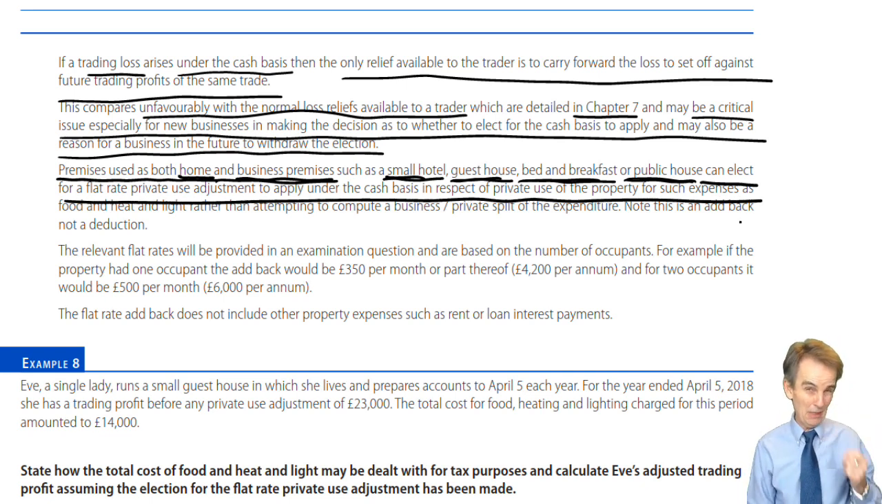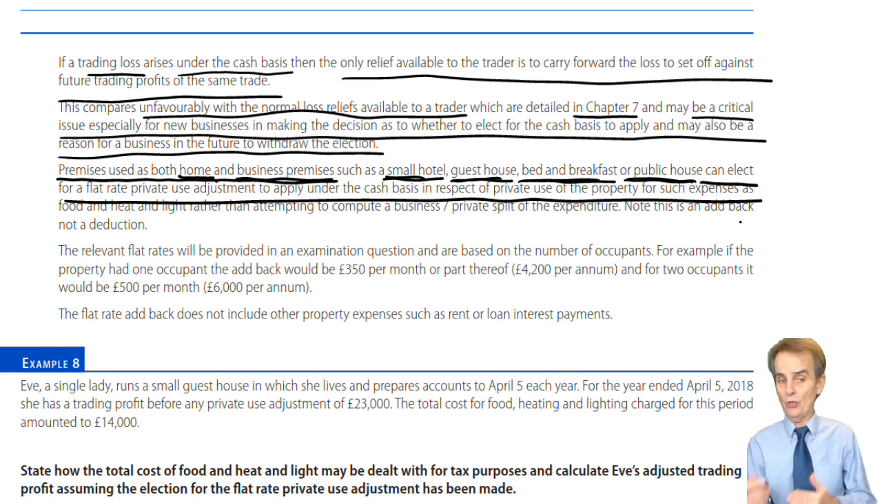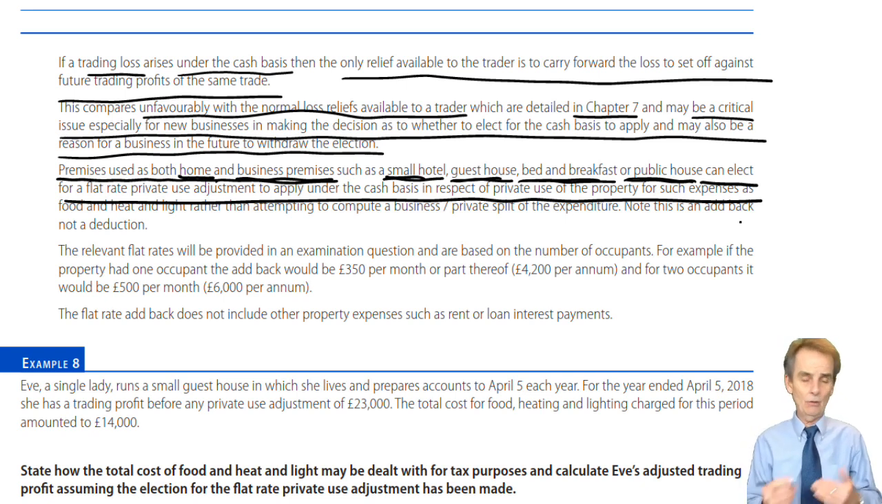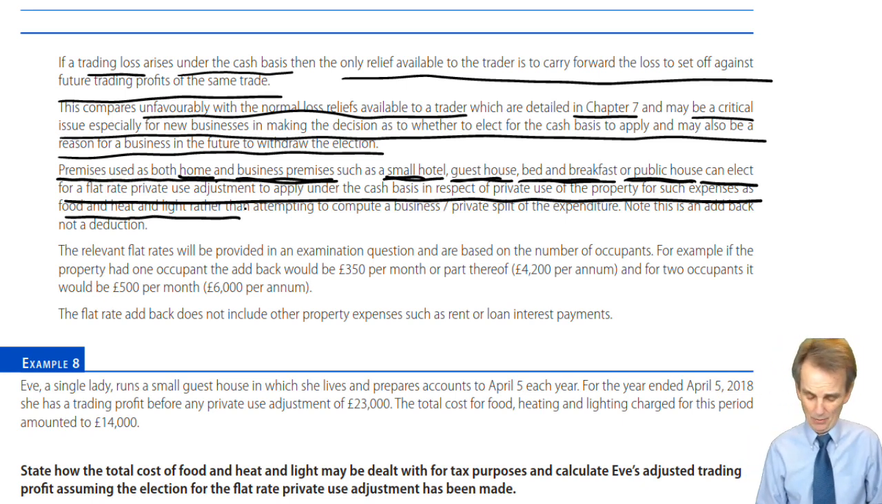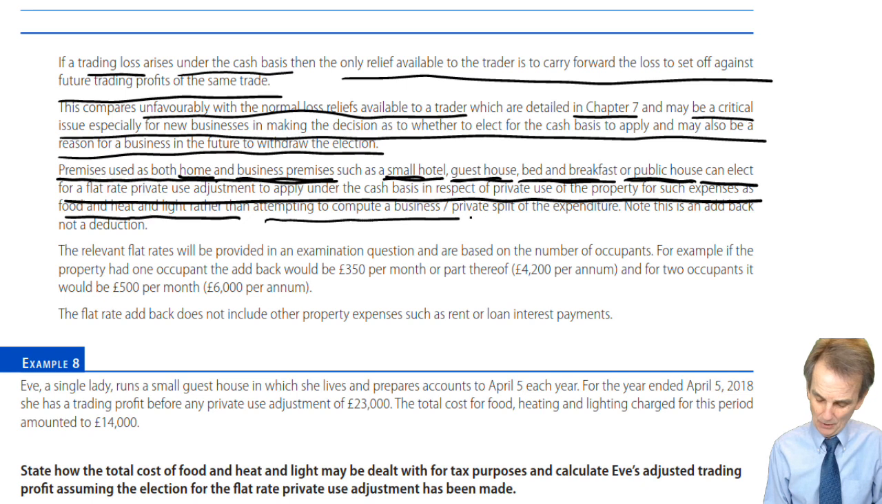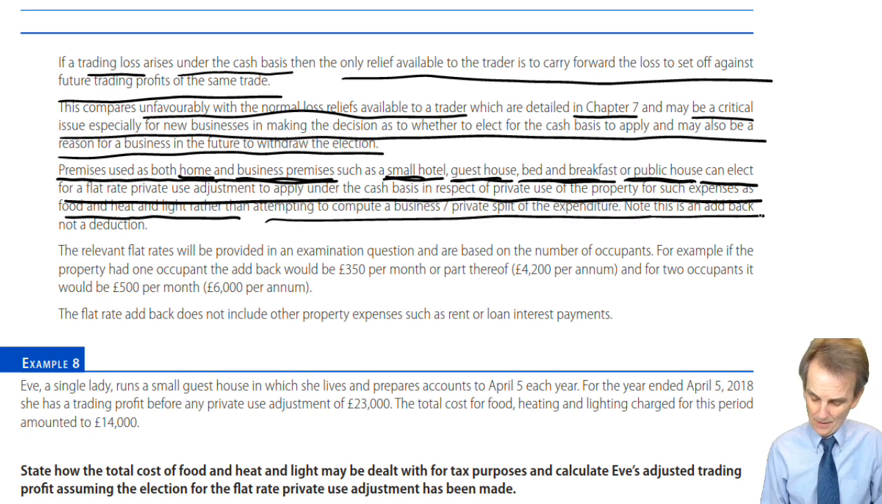Now, in that type of business, what sort of expenses might there be where we've incurred it both on you, the individual, or individuals? It might be you alone, it might be you and your spouse, you, spouse, kids, whatever, who live in that particular property as well. So we've got an issue here about the extent of the private use on expenses such as food and also heat and light, where there's just one electricity bill for the entire premises. Attempting to compute, therefore, a business private specific expenditure, what we now have is an add back.